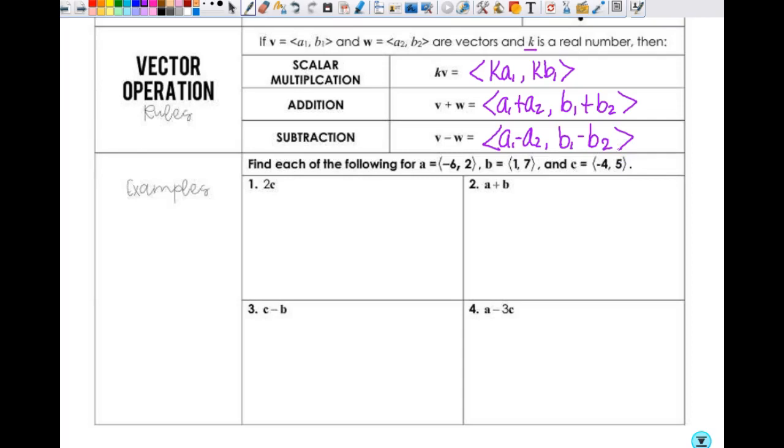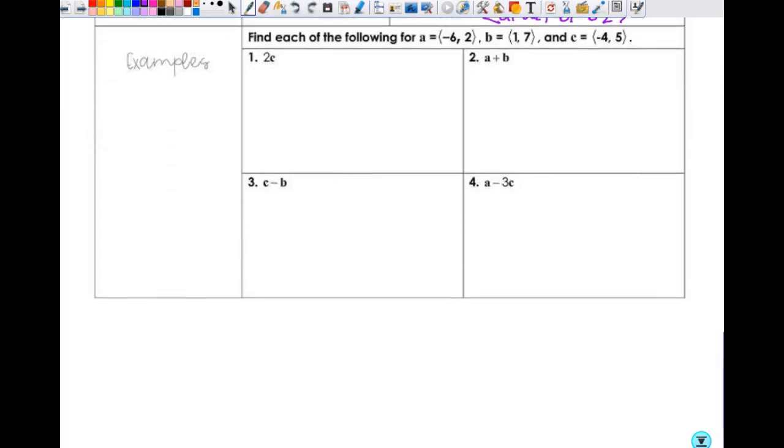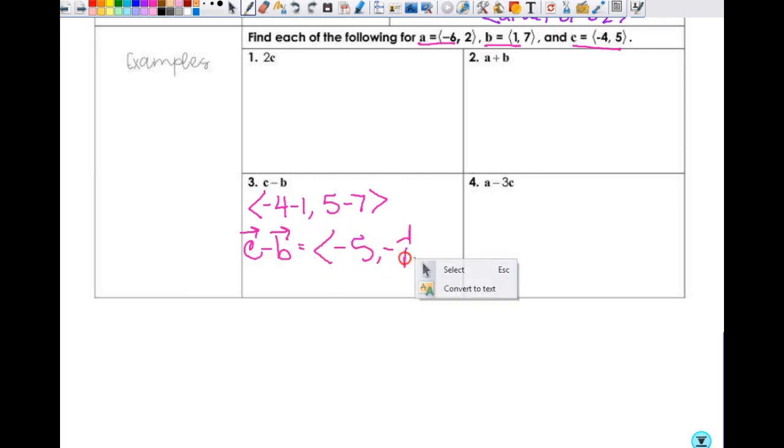All right, let's jump to number 3 here. We have these vectors A, B, and C that are defined for us. We want to do C minus B. That means it's going to be negative 4 minus 1 and 5 minus 7. So vector C minus vector B is going to be negative 5, negative 2. Everybody okay with that?